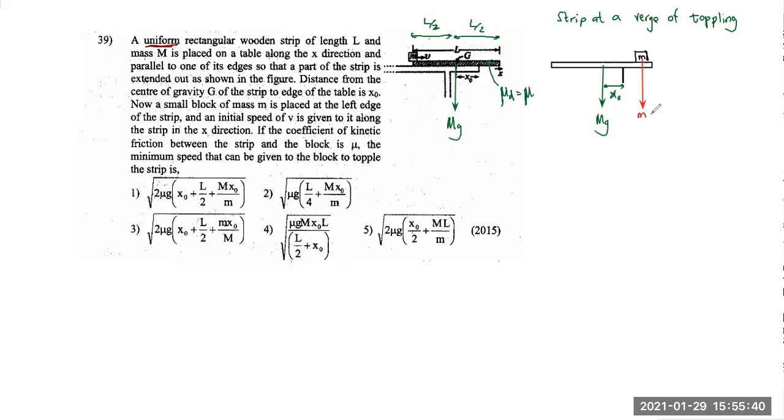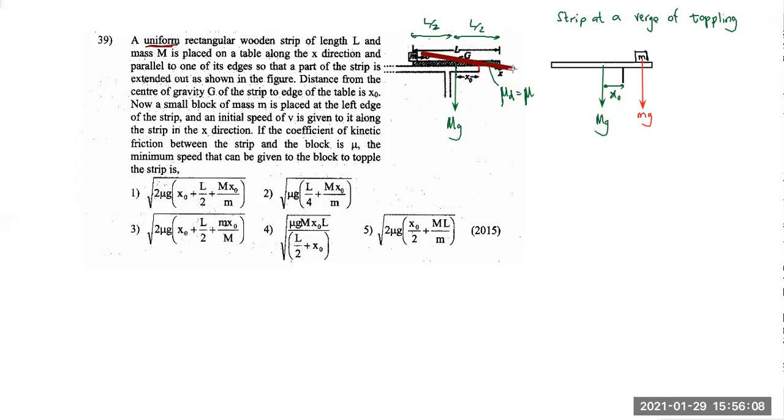So about this point, this is like the pivot now, because if the wooden strip is going to topple, it's going to topple about this. Why is that? See if you can understand. When it's going to topple, this is what's going to happen. You can expect something like this to happen. This is the strip, and if it's going to topple, it will topple like this.